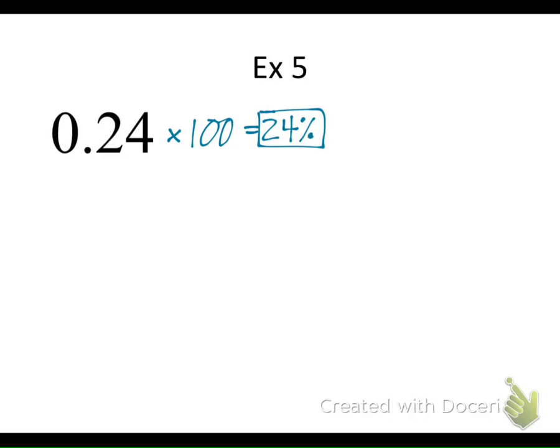So 24% and then the number 24 by itself are totally different things. This is like 24 pennies, and this is like $24. So it's a big, big difference. Okay?